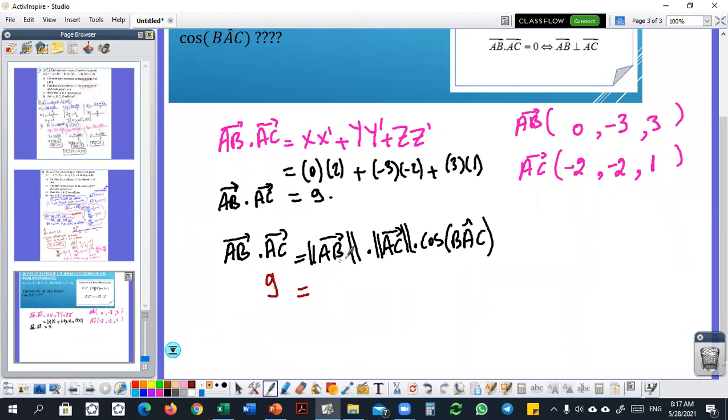We don't know magnitude AB, we don't know magnitude AC. Who remembers? Radical. Yes, radical. Great job. It is radical x of AB vector squared plus y of AB vector squared, in addition to this you should add z squared.